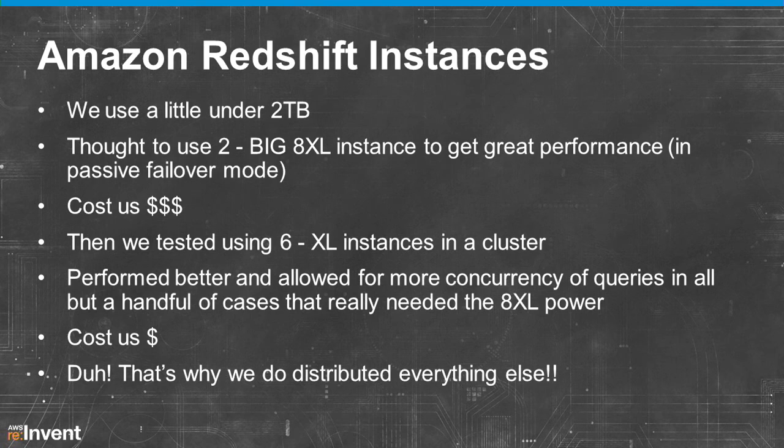So we decided, hey, let's run a comparison test of 6 XL instances in a cluster versus essentially this one 8XL. And we actually found that for the majority of our queries, it performed a lot better. But really, that shouldn't have been surprising for us, because everything else we do is based on the cluster concept of how do you scale out, not scale up. So if you don't need more than the 2 terabytes that the XL instance offers, definitely recommend going that route versus going up to the big 16 terabyte 8XL instances.